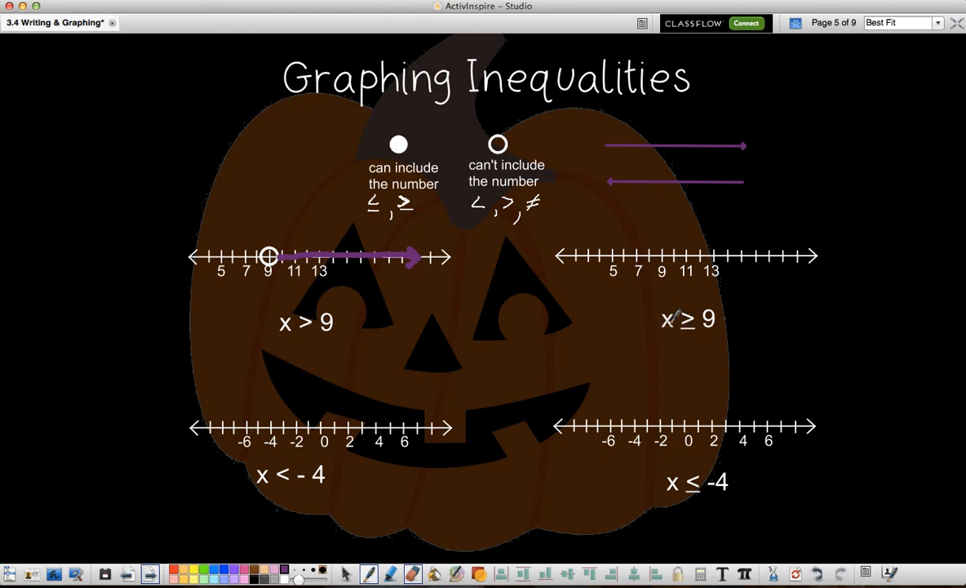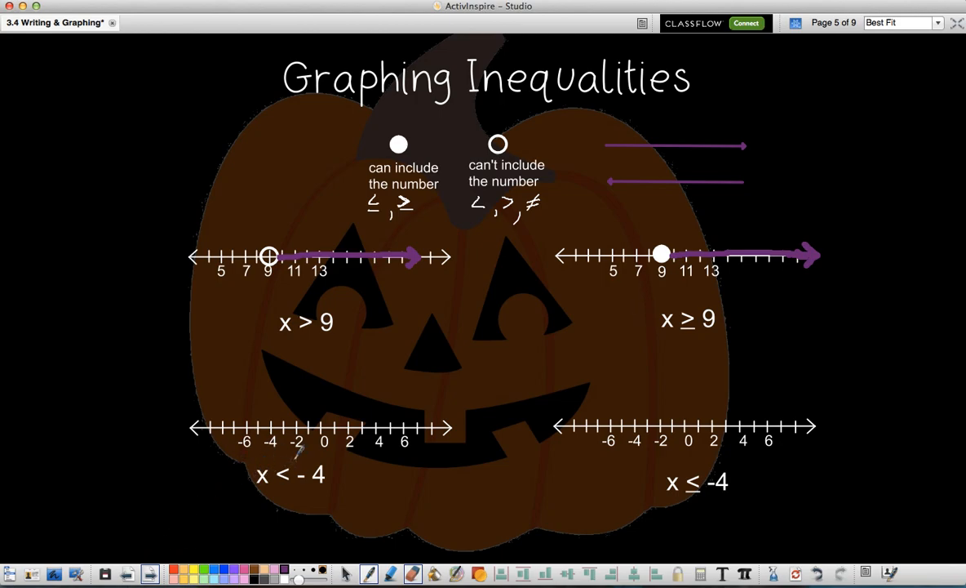Okay, for the next one we have x is greater than or equal to 9. So again, the greater than or equal to means that it's going to be to the right, because greater than means it goes to the right, but this time it can actually include the 9. Since it can include the 9, we use a closed dot to say 9 can be part of our solution set. And then now I draw my arrow going to the right because I want all numbers greater than 9. And I would just go to the end of the arrow and then make the arrow that color.